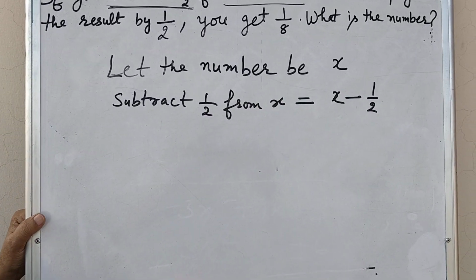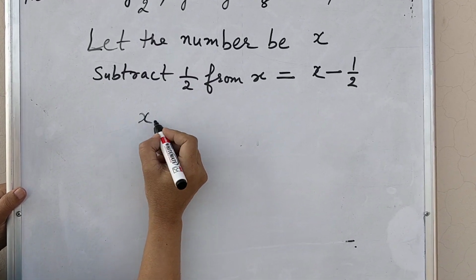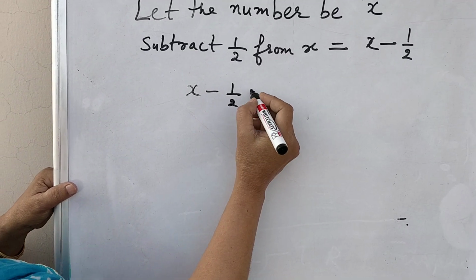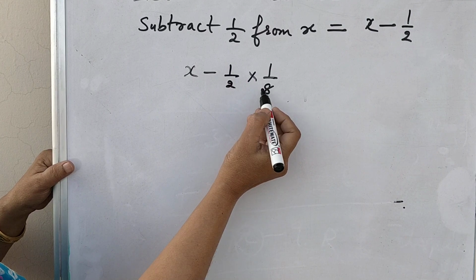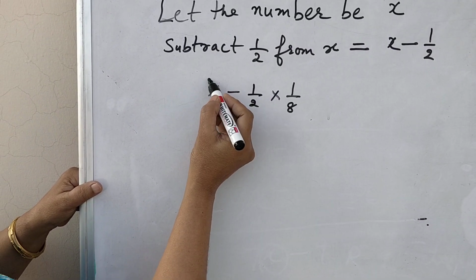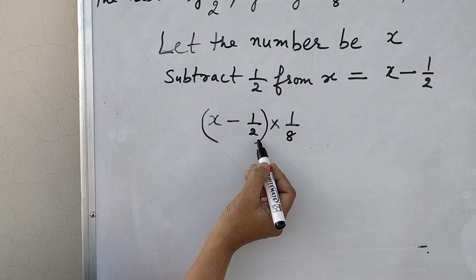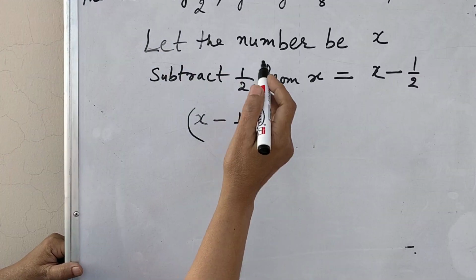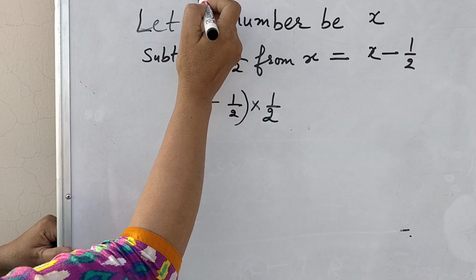Now next what is given? Multiply the result by 1 upon 2. Now see, is it right? No. Now if we see this, we have multiplied 1 upon 8 only by 1 upon 2, but the result is x minus 1 upon 2. We have to multiply the whole result by 1 upon 2. Sorry. Now we have to multiply the result by 1 upon 2.